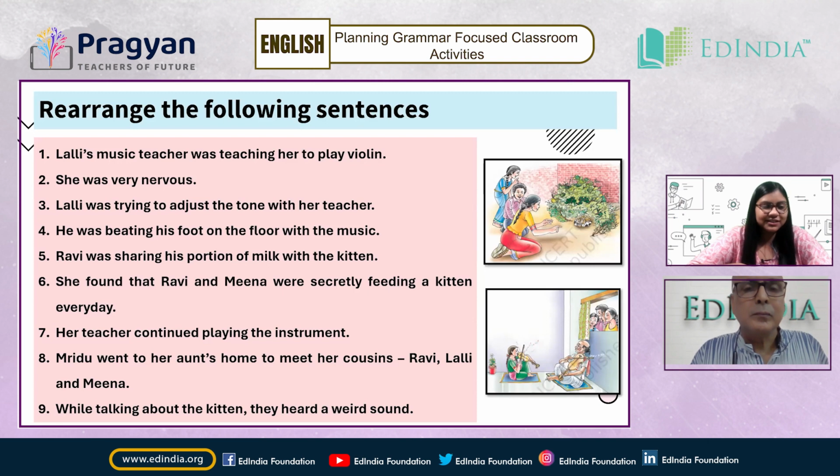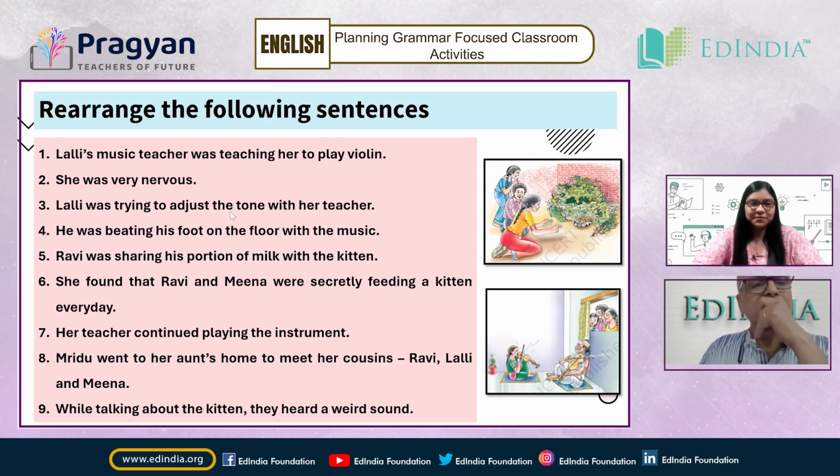And after that, I think Lalli's music teacher was teaching her to play violin. And Lalli was trying to adjust the tone with her teacher. She was very nervous. Sentence number 2. And her teacher, sentence number 4, he was beating his foot on the floor with the music. So this is the organized order. I have organized this like this.